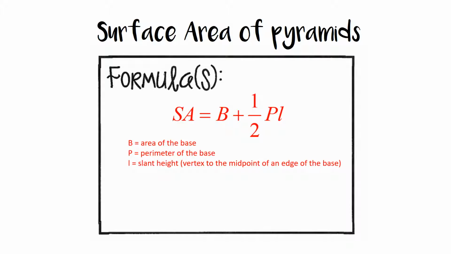So all the sides of a pyramid are triangles, so really all we're doing is taking 1/2 times the length of the base side times that height on the triangle, which is the slant height. Or if you want to do it all in one fell swoop, instead of doing it in multiple triangles, you can just take 1/2 times the perimeter times the slant height.